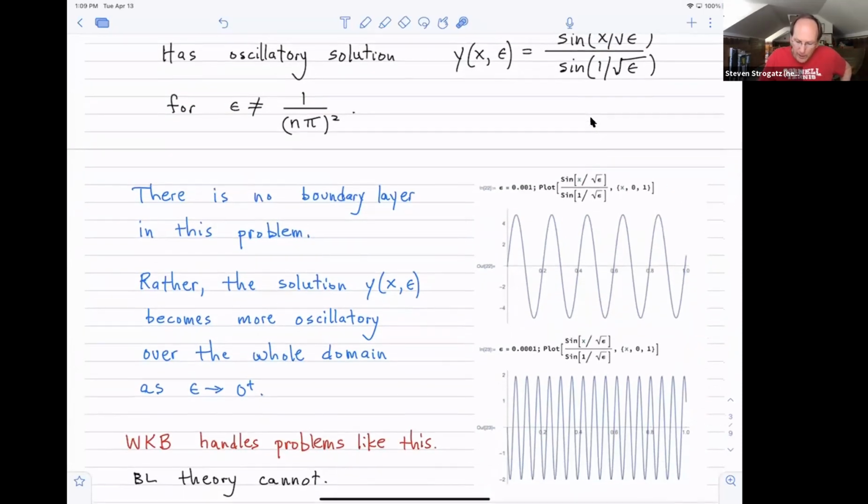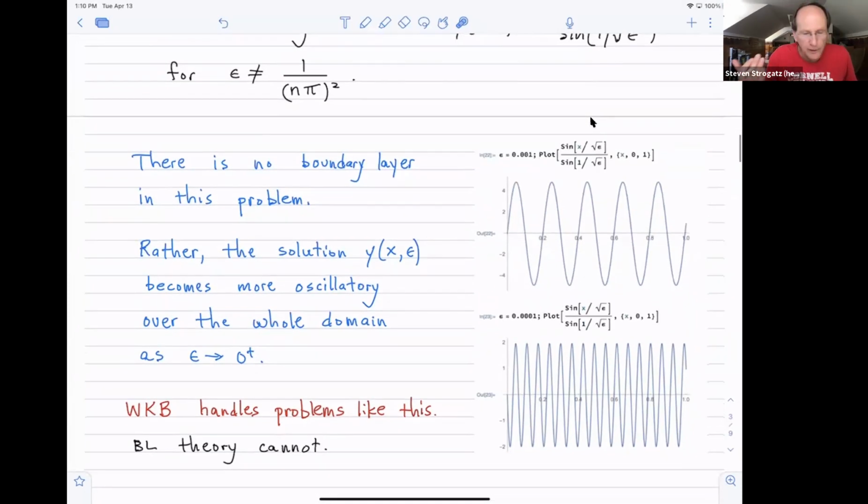Here's a sine wave. And then as I lower epsilon, it just becomes a faster sine wave, right? It just starts oscillating more and more wildly. And as I say, it's not like there's a boundary layer. It's just that the solution gets more rapidly oscillating as epsilon goes to 0. And so WKB is well suited to this kind of problem, whereas boundary layer theory doesn't really apply. Okay, so this is one kind of thing that can happen as epsilon goes to 0 in the highest derivative.